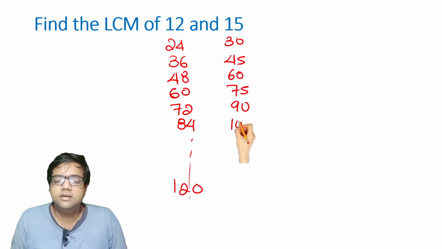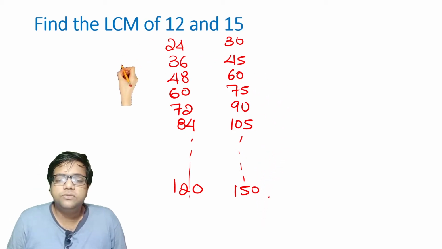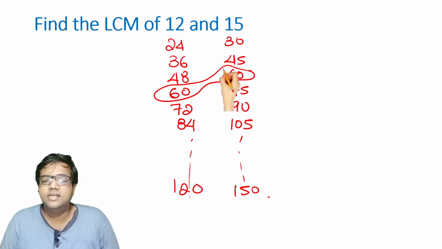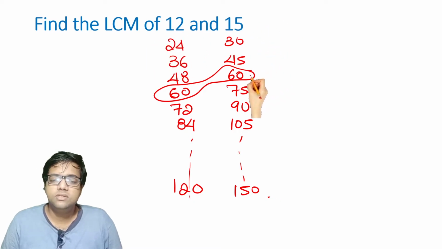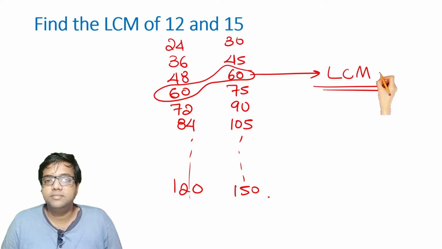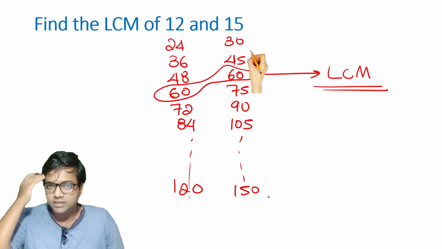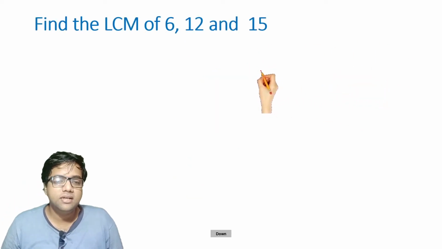90, 15 7s are 105, and so on up to 150, right? So do you find any common terms here? The common term is 60 and 60, and it is the least common term you can find in both the tables. So this is going to be the LCM. Even without writing, if you have a better memory of your tables, you can find the LCM by using this method. Let's go to the next question.